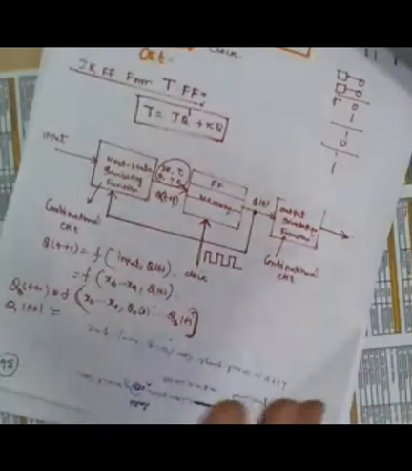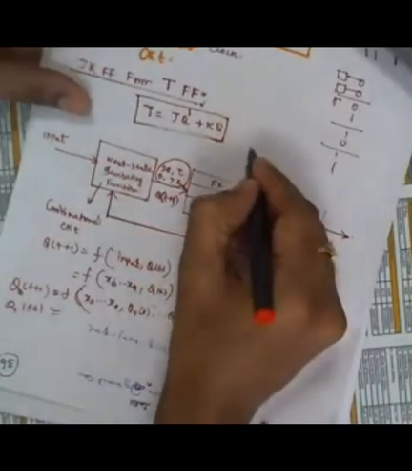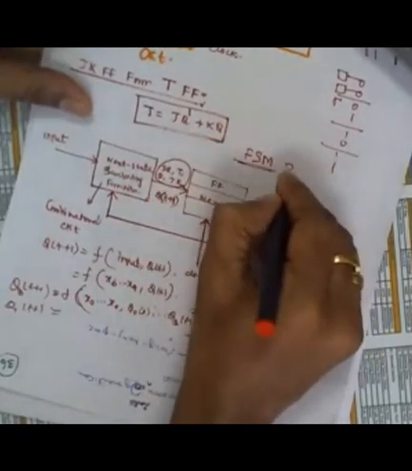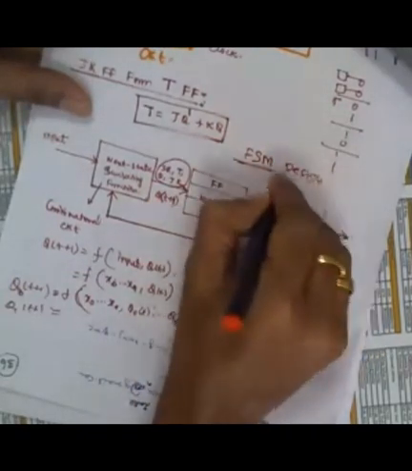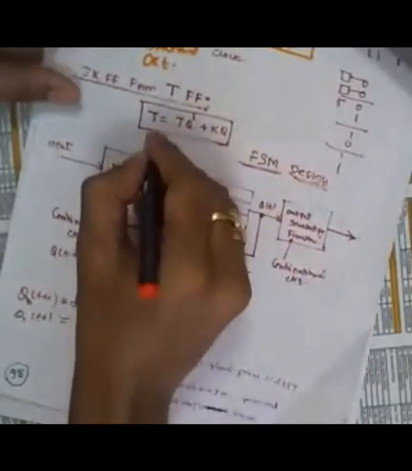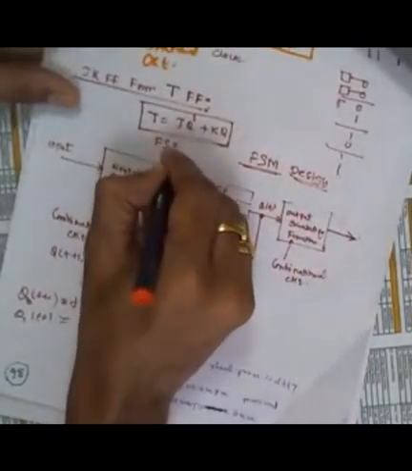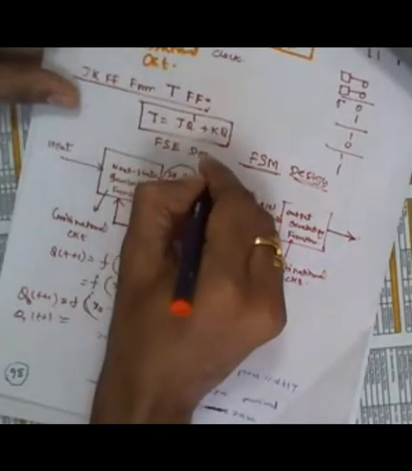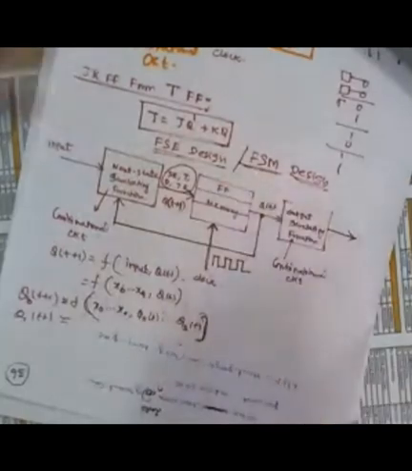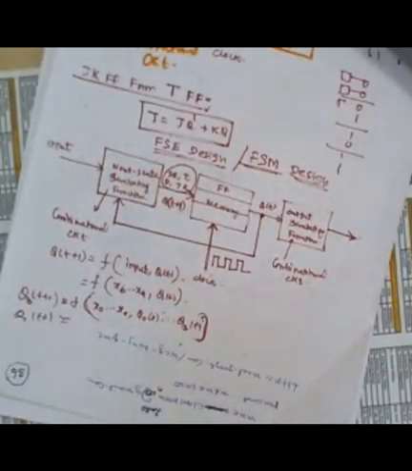So this circuit is called a finite state machine. Finite state machine, FSM design. Finite state machine or finite state engine, FSE design. Finite state machine or finite state engine design, FSM or FSE design.